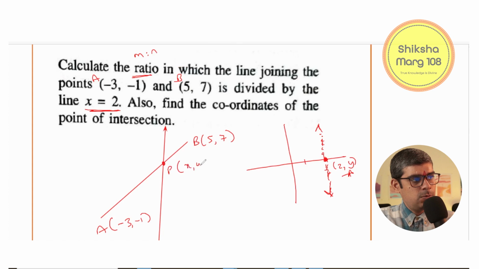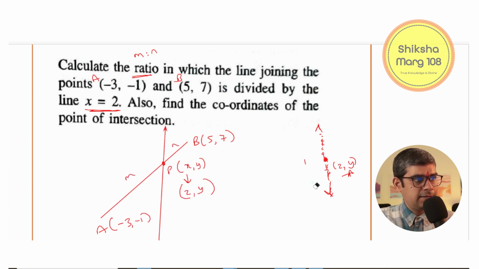We know for sure now that the point P, of the line x equals 2, is going to have the x coordinate as 2. The y coordinate is something which we are trying to find. The ratio is also something which we're finding now. So always, again, as I say, go from the known to the unknown. We know the value 2 for sure now.